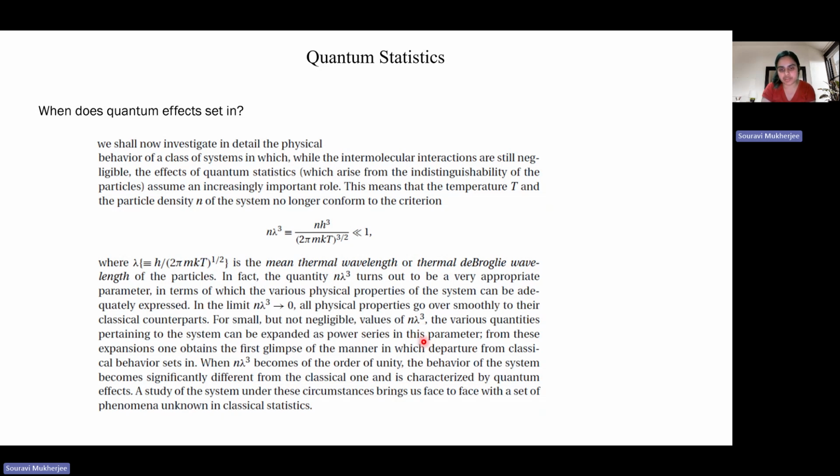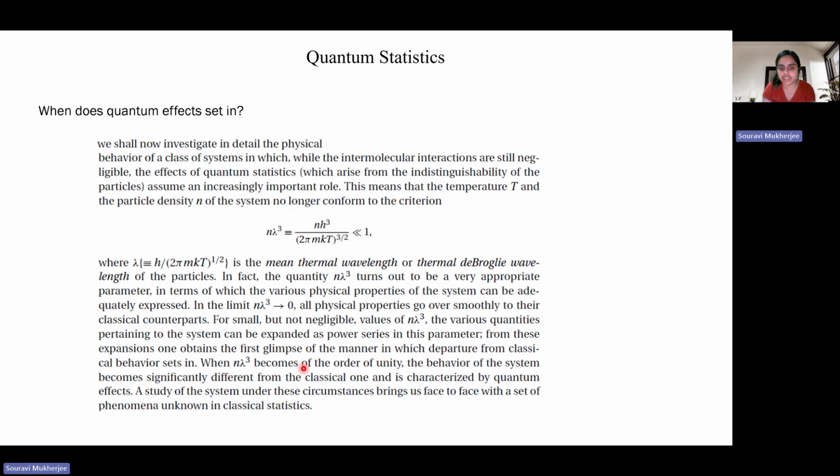For small but not negligible values of N lambda cube, the various quantities pertaining to the system can be expanded in a power series. From these expansions, one obtains the first glimpse of the departure from classical behavior. Depending on which terms you include, you would gradually see the departure from the classical behavior.